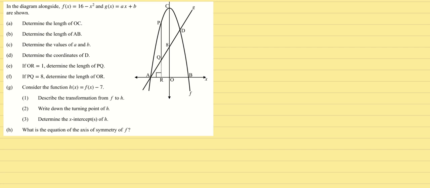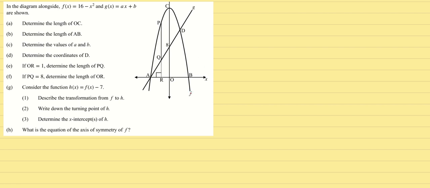Alright, so this is example 38, and this is about functions. They say in the diagram alongside, f of x is 16 minus x squared and g of x is ax plus b. We start off by filling in as much as possible.